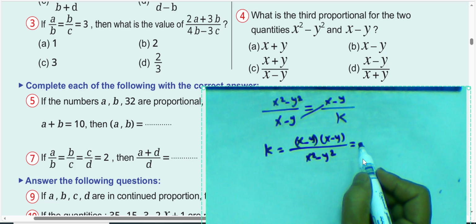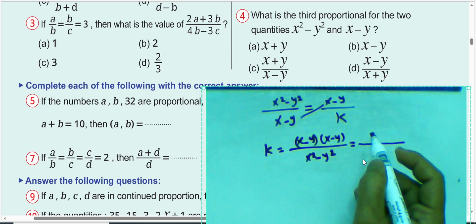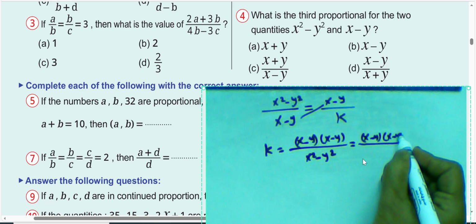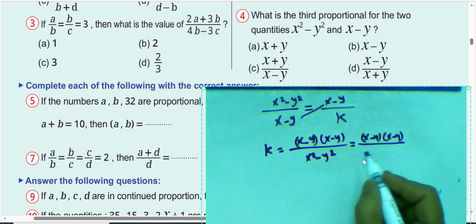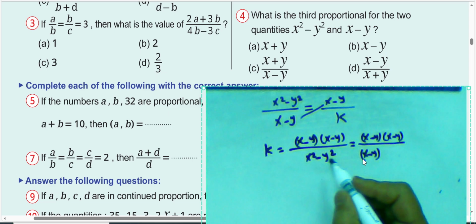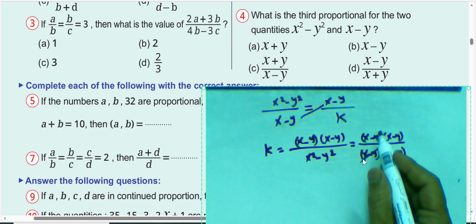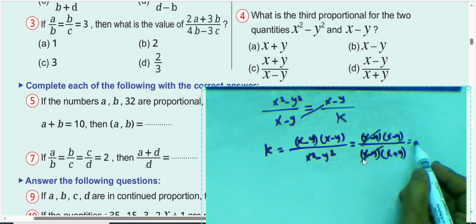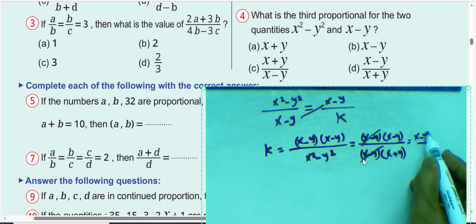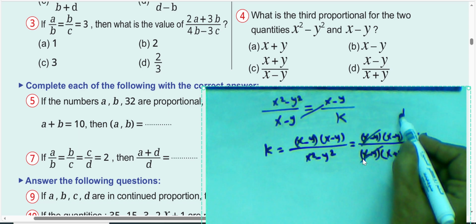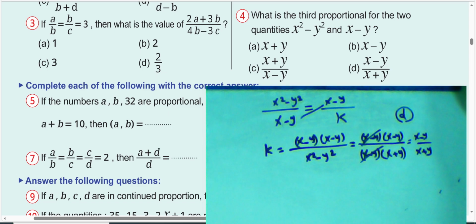Then we have (x minus y) multiplied by (x minus y), and down we can factorize this expression, the difference between two squares: (x minus y) and (x plus y). We can cancel. The result will be (x minus y) over (x plus y). Choose letter D. The answer here will be letter D.